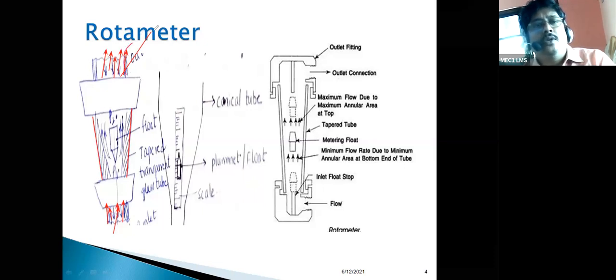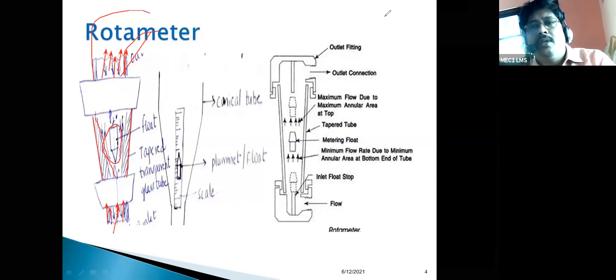It should be connected to that point. And here we are sending some water, some liquid, for example. Here inside the transparent glass tube, that is a tapered glass tube, we are arranging a float. This is the float. If you observe it clearly, when the float is correctly at this position, this is the arrangement.